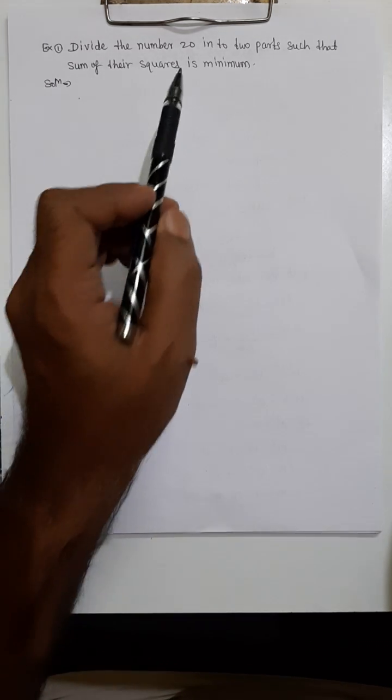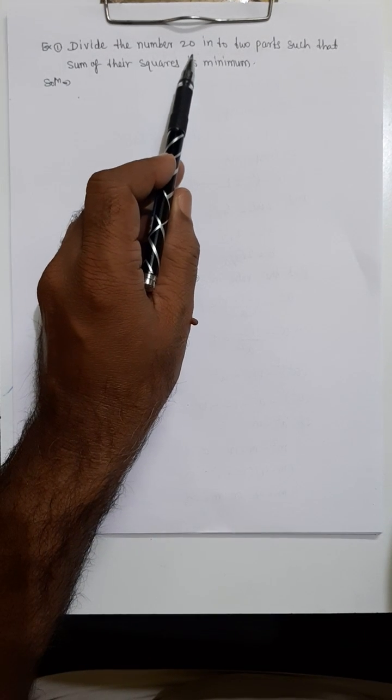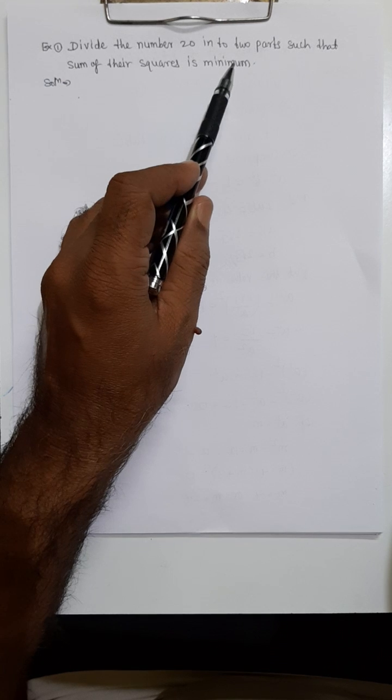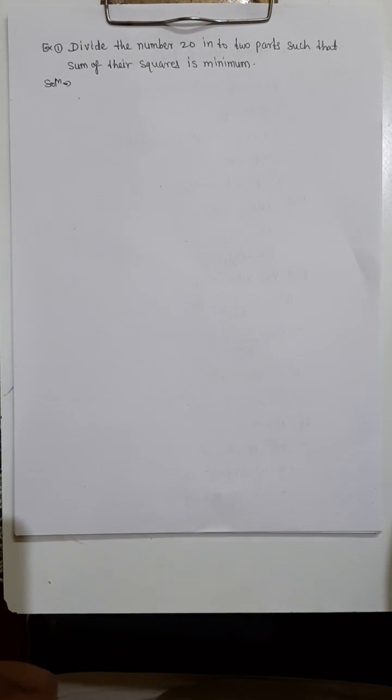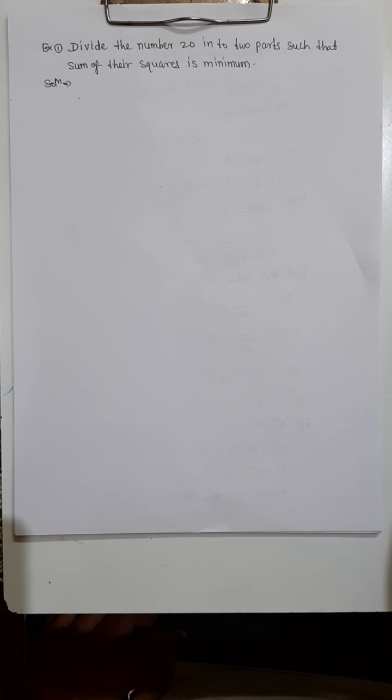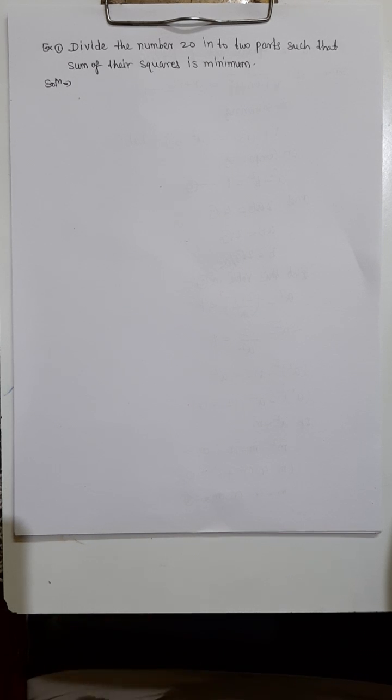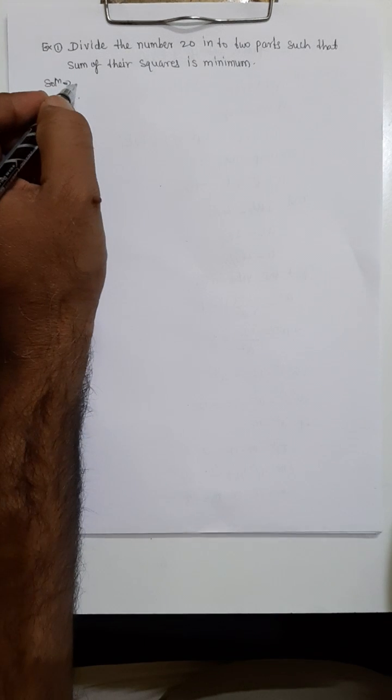So we have to find two parts of this number 20 such that, if we take the sum of their squares, it is always minimum. At the time when the sum of their squares is minimum, we have to find which are the two parts of 20. Let us see the solution here.